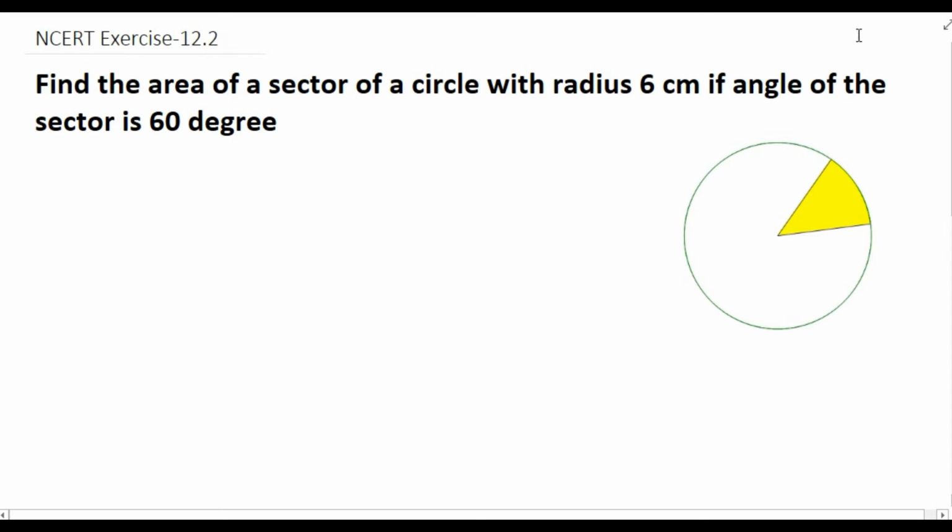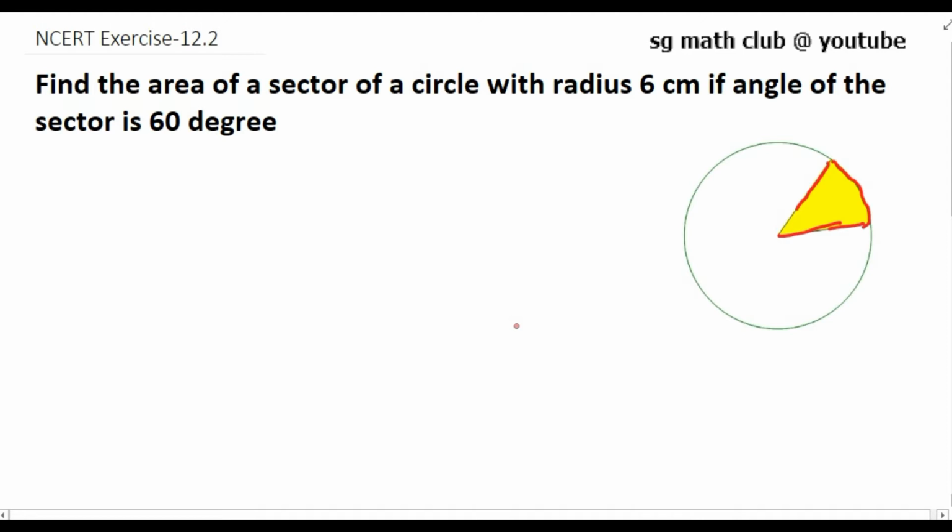We have already studied the difference between sector and segment of a circle. The region enclosed between two radii and the arc is called a sector, and the region enclosed between the chord and the arc is called a segment. In today's video, we will do some problems based on area of sector and area of segment.